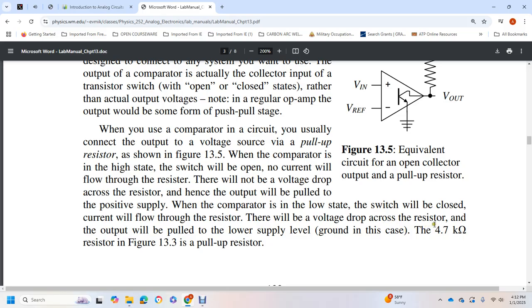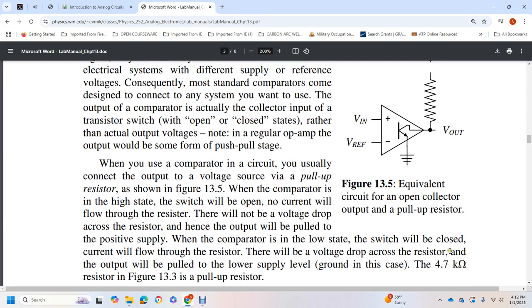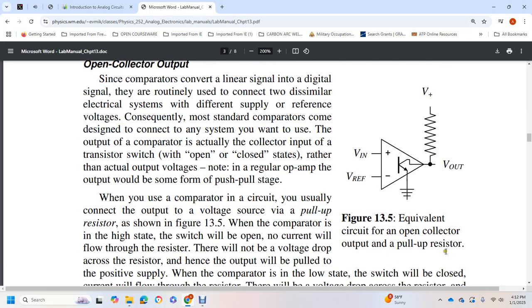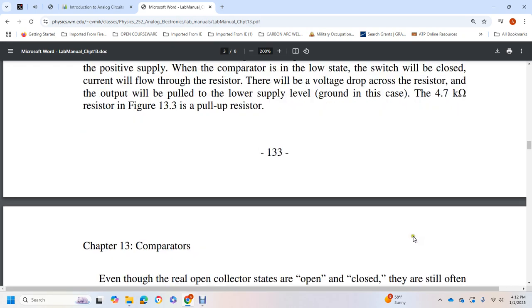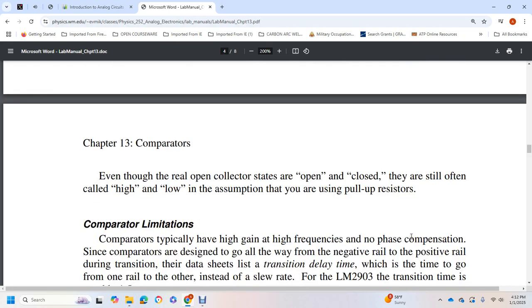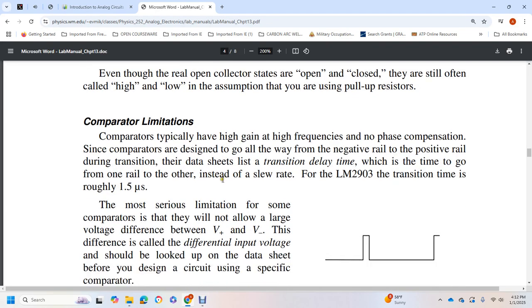In this case, a 4.7 kilohm pull-up resistor is used. Figure 13.5: equivalent circuit of the open collector output with pull-up resistor. Even though the real open collector states are open and closed, they are still often called high and low, assuming the use of a pull-up resistor. Comparator limitations.